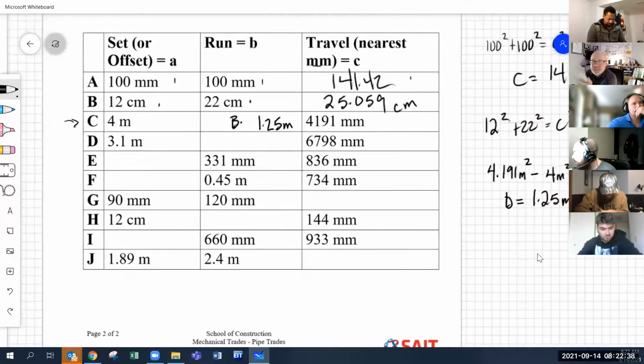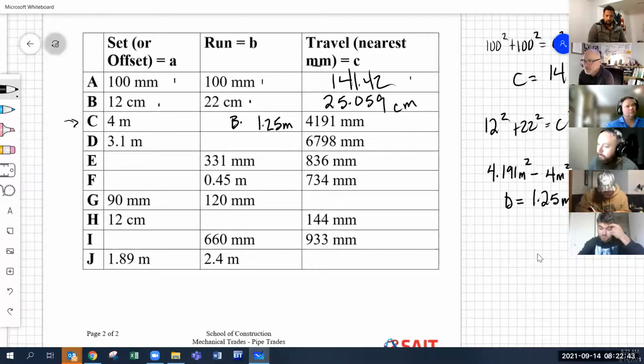And we left off with B. Did everybody get B at 1.25 meters? Excellent.